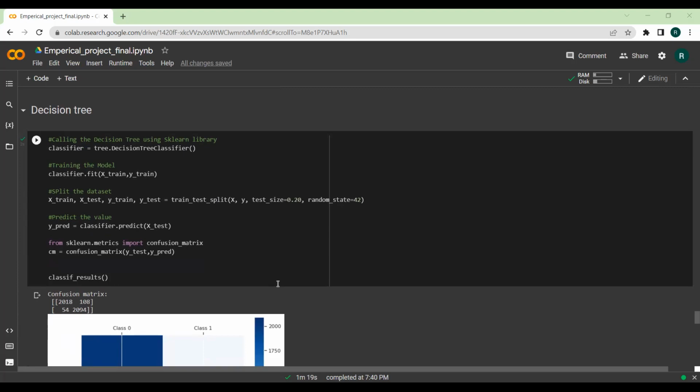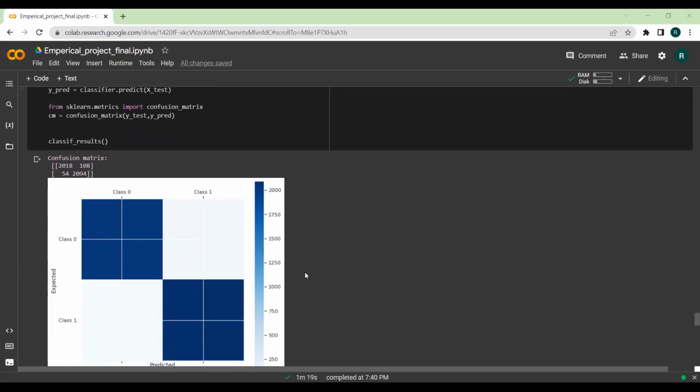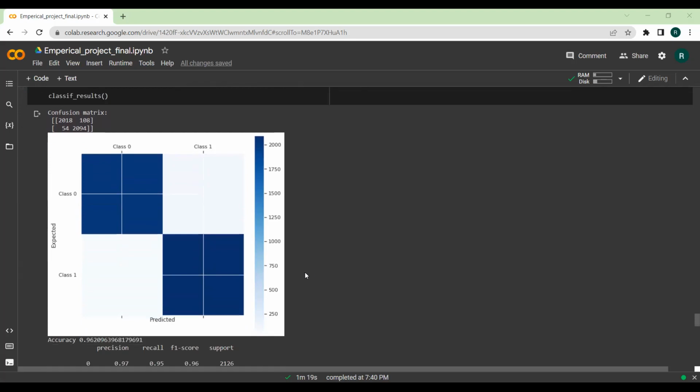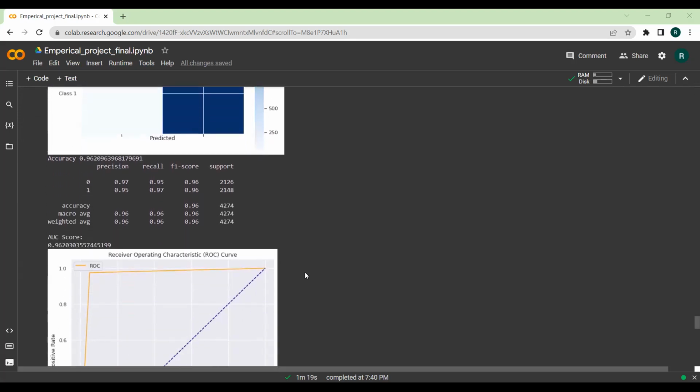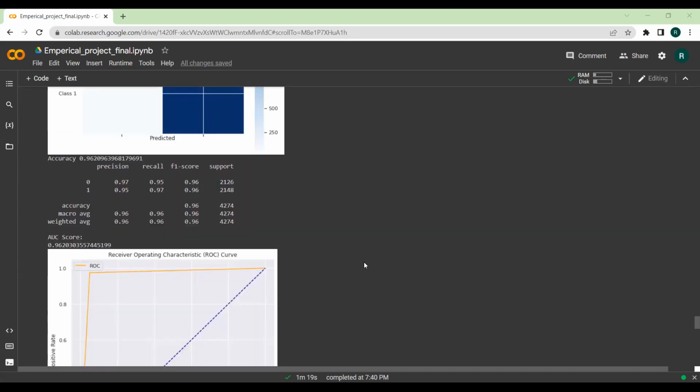Coming to the decision tree, it has parent and child nodes. It has so many parent nodes and child nodes. In the decision tree, it chooses the best parent node and child node, which gives the best accuracy. For that, we have got the confusion matrix like this. As we can see, the confusion matrix for class 1 and 0, with values ranging from 250 to 2000. And we got the accuracy of 96%, which is higher compared to other models, with a precision of 97, recall of 95, and support of 2126.